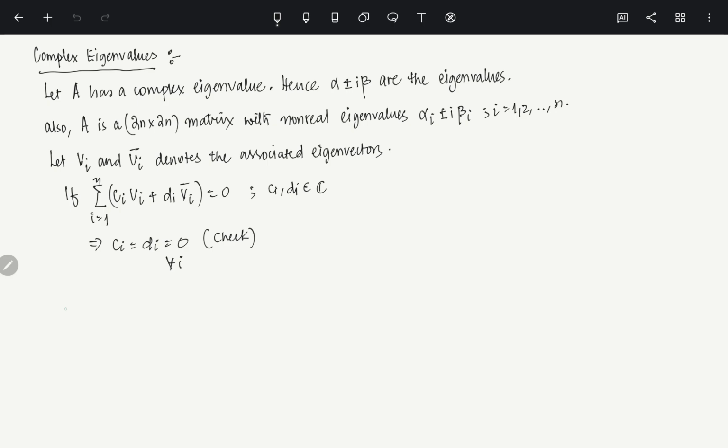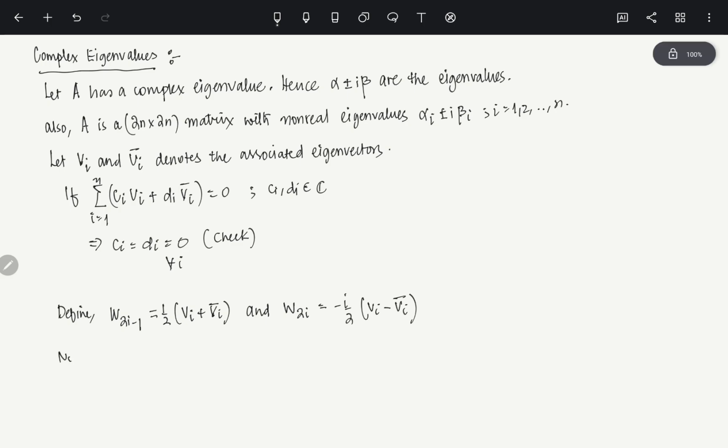So to do that, what we do is this: now define W_{2i-1} as half of the real part of V_i, that is V_i plus V_i bar, and W_{2i} to be minus i by 2 times V_i minus V_i bar, that is the imaginary part. Clear? Okay. So these are all real vectors.